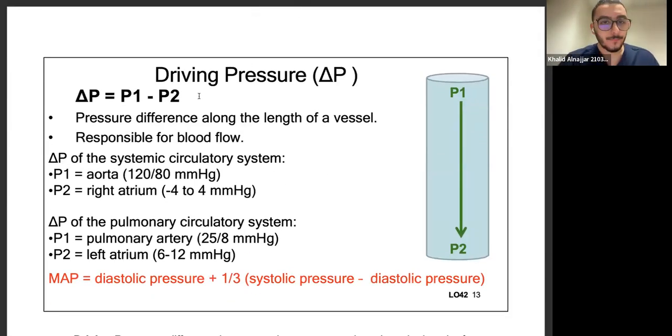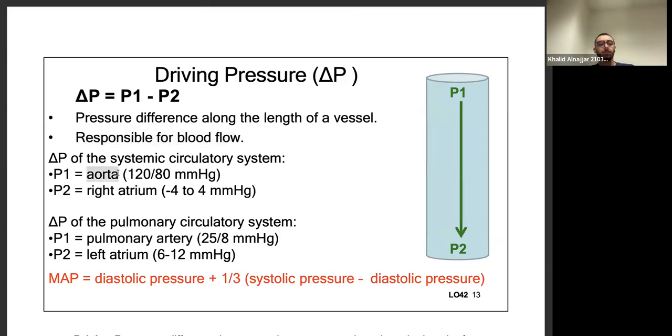Okay, another point, driving pressure. What is driving pressure? If we want to talk about physics here, driving pressure is the pressure of one point subtracted by another point, where one point is larger than the other. So it's the difference. Driving pressure is the difference between two pressures, two points with two different pressures, along the length of the vessel or a tube or whatever. And this is the reason why our blood flows down. I'll explain why in a bit.